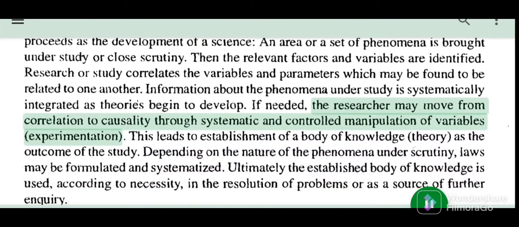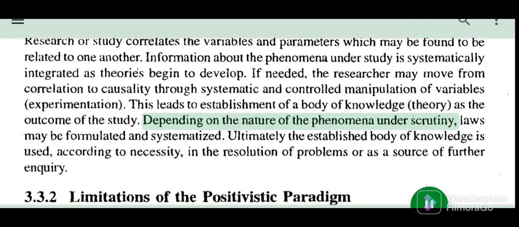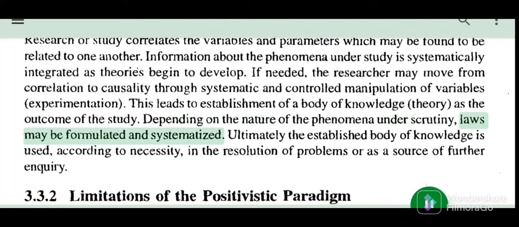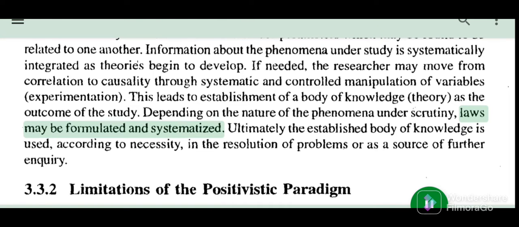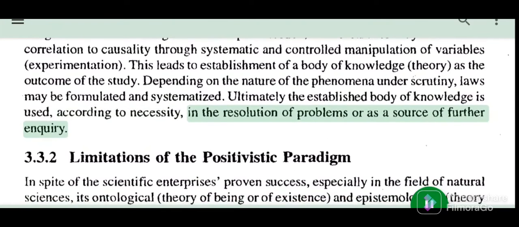If needed, the researcher may move from correlation to causality through systematic and controlled manipulation of variables, experimentation. This leads to establishment of a body of knowledge, theory, as the outcome of the study. Depending on the nature of the phenomena under scrutiny, laws may be formulated and systematized. Ultimately, the established body of knowledge is used, according to necessity, in the resolution of problems or as a source of further inquiry.